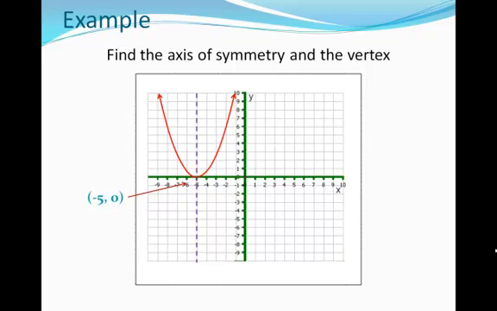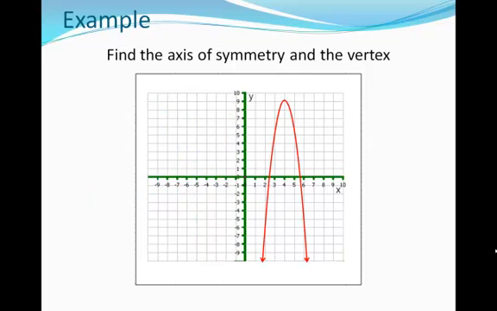Okay? Let's give this a try with another example. Where would you say the axis of symmetry is for this parabola? Well, you can see that you could fold it along the line x equals 4. And so that is its axis of symmetry. Now where the line x equals 4 crosses the graph way up there at (4, 9), that would be the vertex. So just like that.